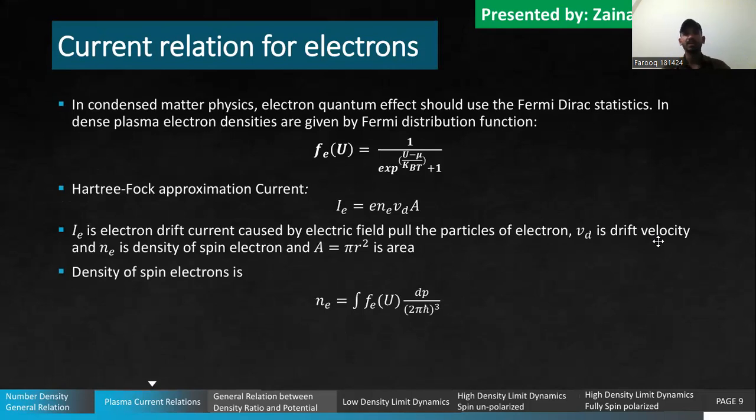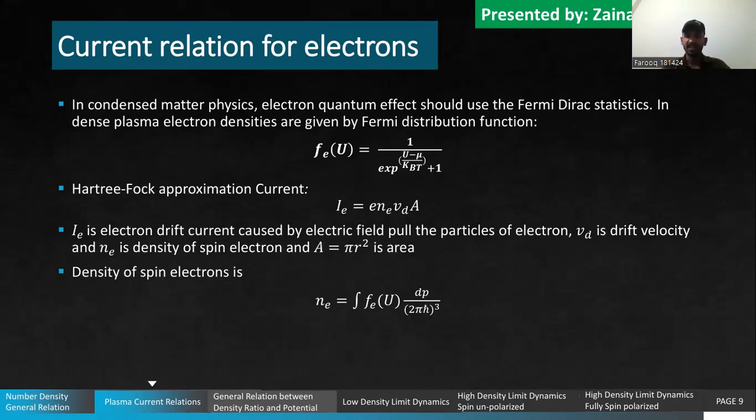यानी आम करंट इलेक्ट्रॉन का जो है वो Fermi-Dirac statistics से नहीं आएगा, बोल्ट्जमैन से आएगा, लेकिन उसके अंदर जो क्वांटम फॉर्मुलेशन है या क्वांटम इफेक्ट्स जो ऐड हो रहे हैं, वो क्वांटम इफेक्ट्स हमारे पास Fermi-Dirac डिस्ट्रीब्यूशन फंक्शन से आएंगे. So Fe of u is equal to 1 over e power (u minus mu) over kBT plus 1. Now we know the simple formula that, in the Hartree-Fock approximation, current is equal to Ie = e n e vd A.